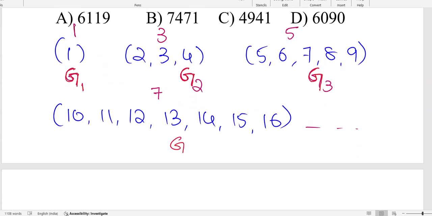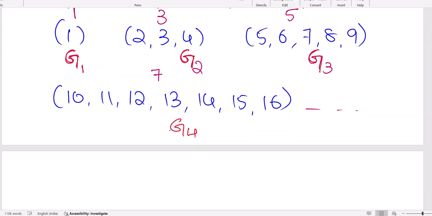This is the fourth group as you mentioned: 1, 3, 5, 7, so 7 numbers in the fourth group. But the question is regarding the 15th group. If you want to find the sum of that, you have to know the list of numbers, particularly the first number and last number. What is the last number in the 15th group? What is the first number in the 15th group? This is where logic will come into the picture: observation skills, logical thinking.